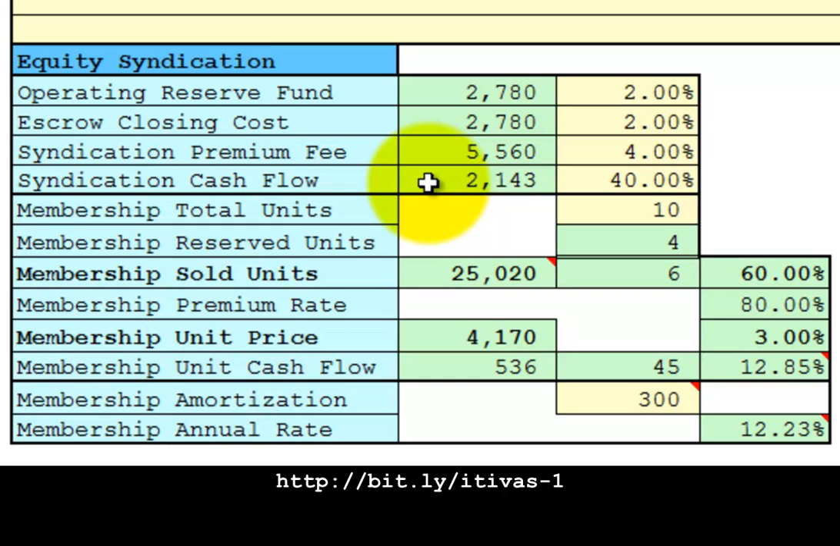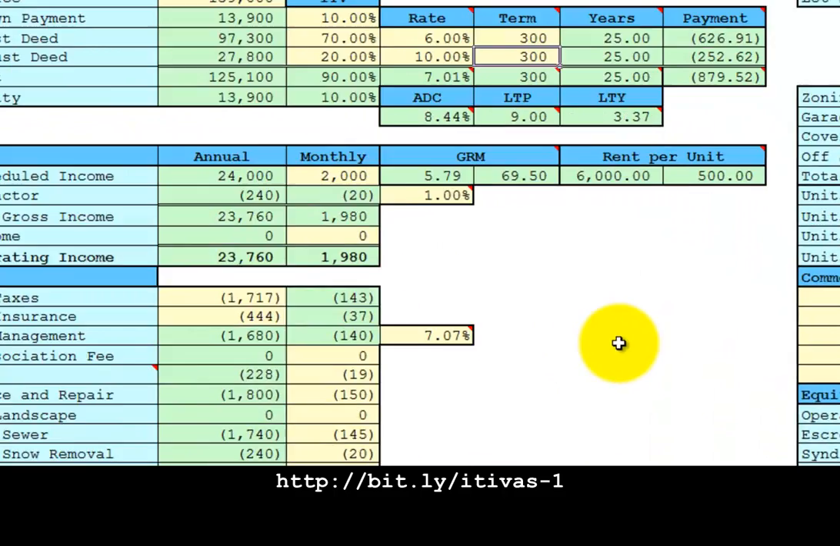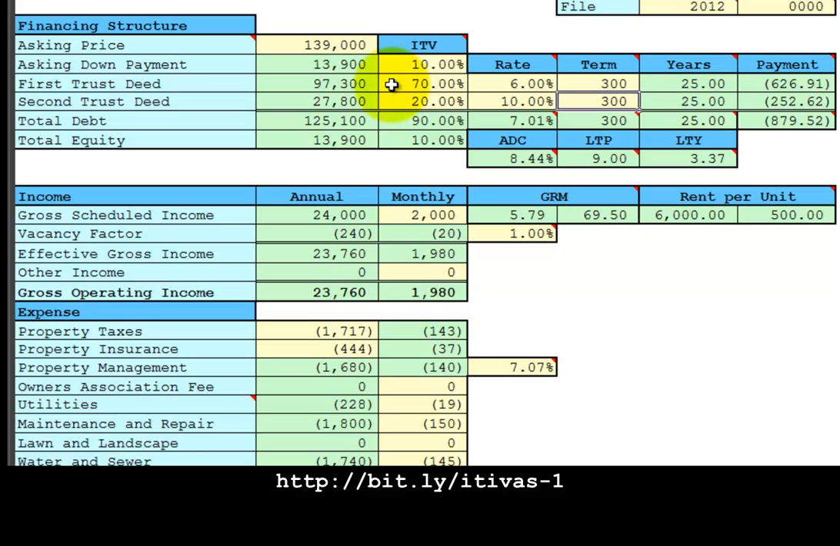This represents a very good deal that I can get into with nothing down, using private financing and a 70% first trust deed at 6% amortized over 300 payments.